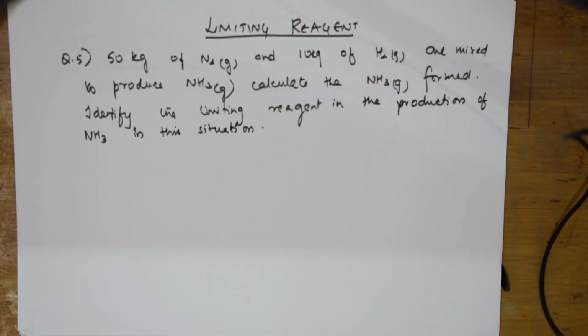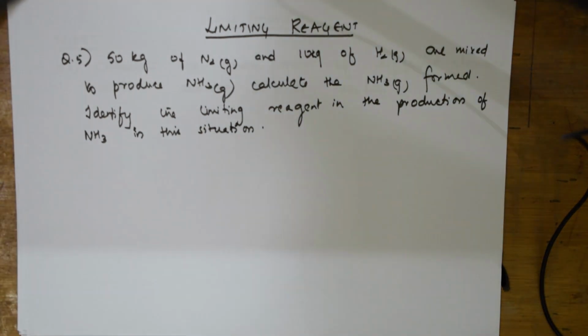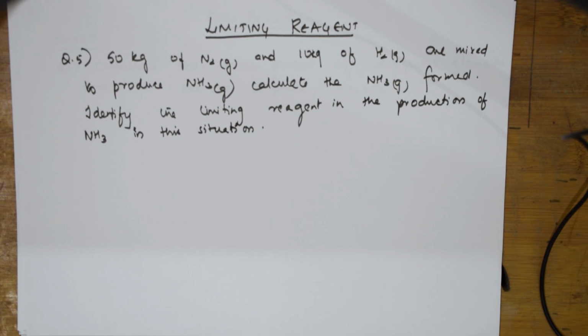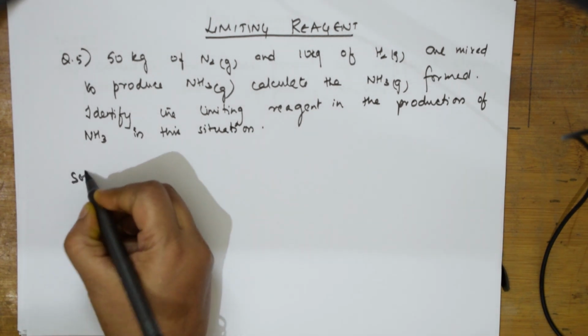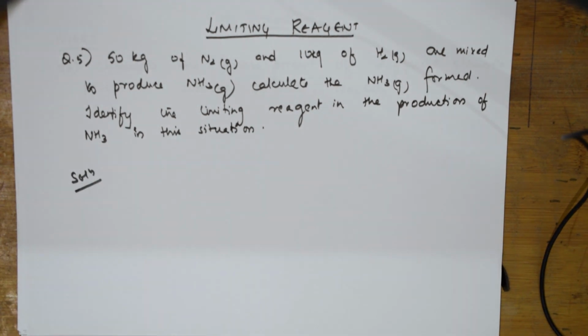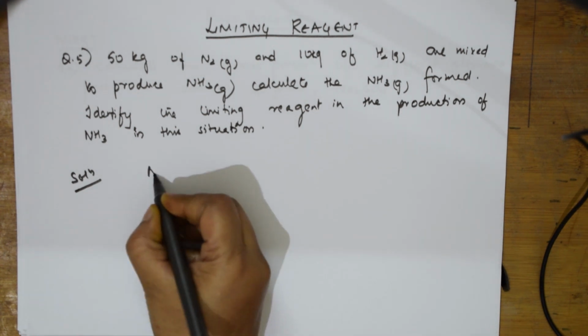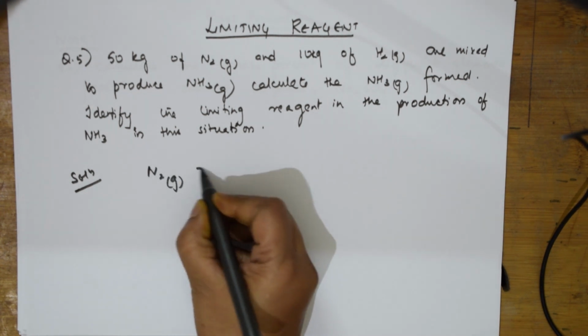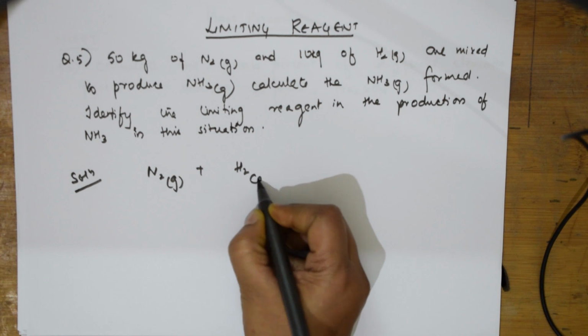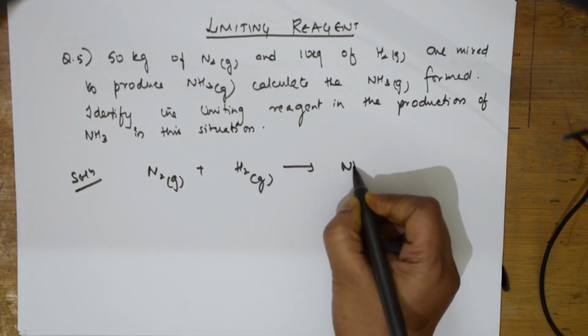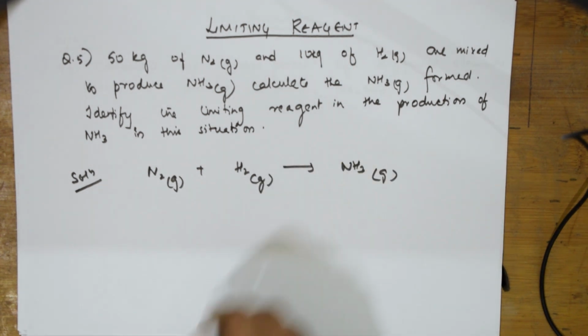Fine. So here they've given us, let's read the question. 50 kg of nitrogen and 10 kg of hydrogen are mixed to produce ammonia. As soon as such a question is given, just try to write the reaction. Stoichiometric reaction. What is stoichiometric? Balanced reaction. Nitrogen gaseous state combines with hydrogen gaseous state to form ammonia NH3 gaseous state.